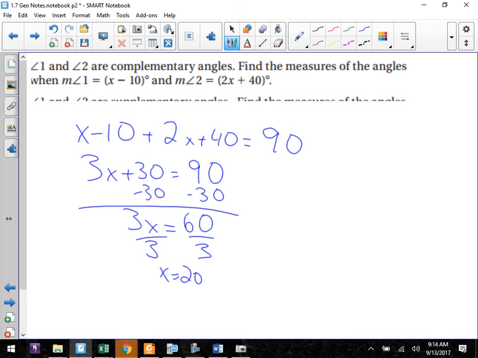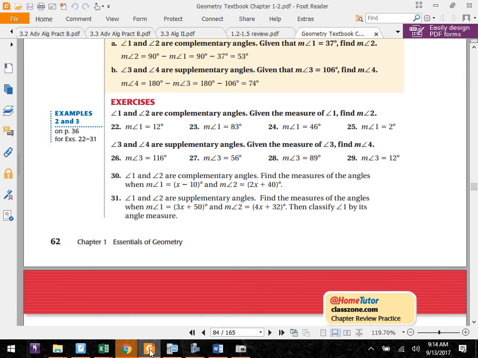Using the different values to solve, using the definitions. Let's see, let's do one more on this one.